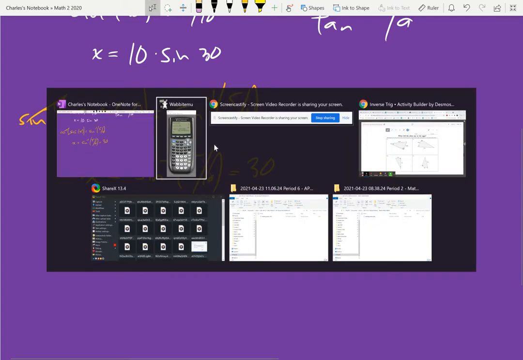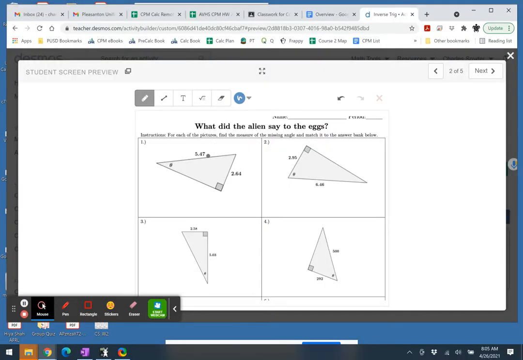If I'm looking at the activity here, it's one of these jokes. What did the aliens say to the eggs? It's funny, you're going to laugh. You probably won't be able to stop laughing, but that's your problem to deal with, not mine.